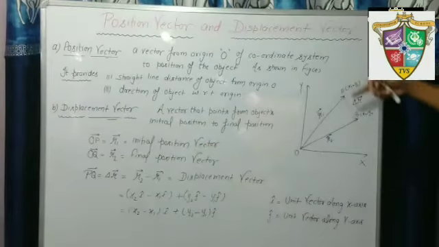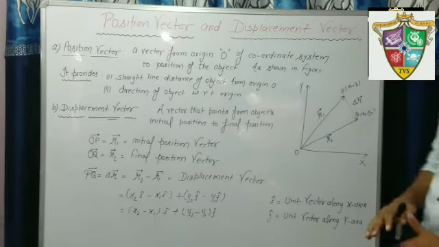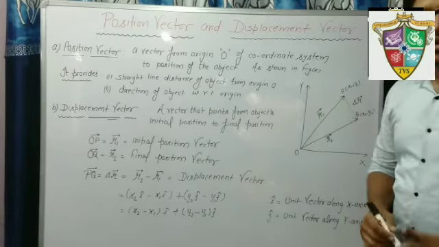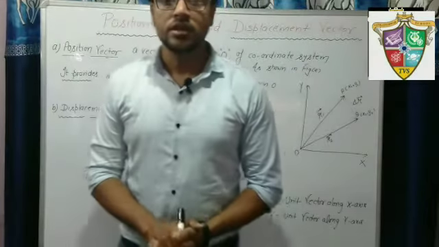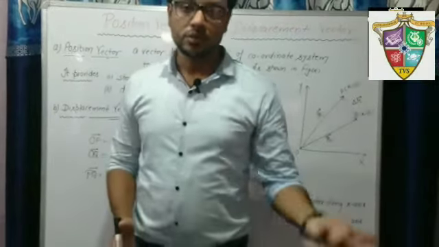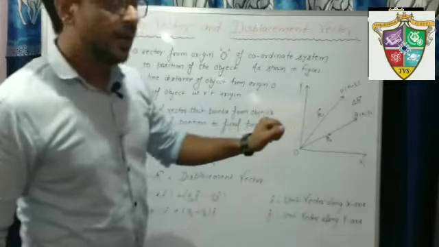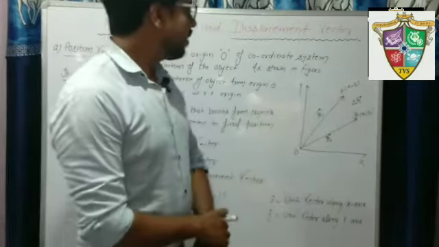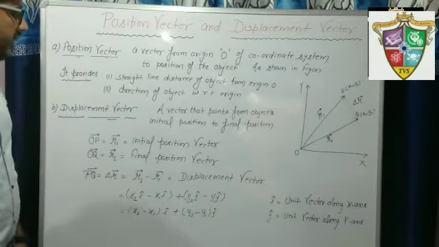This PQ, which is drawn in red color, is known as delta R, and this is the displacement of the particle, because as you know, displacement is the shift in the position, from initial position to final position. So this PQ is known as the displacement vector, and it is denoted by delta R, and its value can be calculated like this: delta R is equal to R2 minus R1.